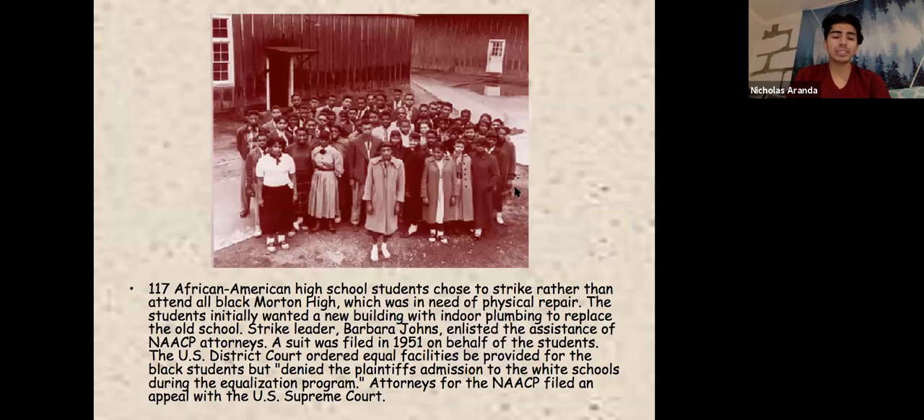117 African-American high school students chose to strike rather than attend all-black Morton High, which was in need of physical repair. The students initially wanted a new building with indoor plumbing to replace the old school, which lacked indoor plumbing. Strike leader Barbara Jones enlisted the assistance of NAACP attorneys. A suit was filed in 1951 on behalf of the students, and the U.S. District Court ordered equal facilities be provided for the black students, but denied the plaintiffs admission to the white schools during the equalization program. Attorneys for the NAACP filed an appeal with the U.S. Supreme Court.